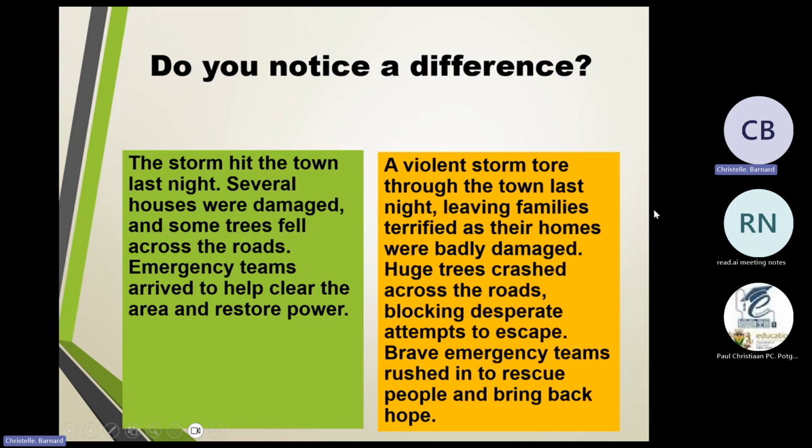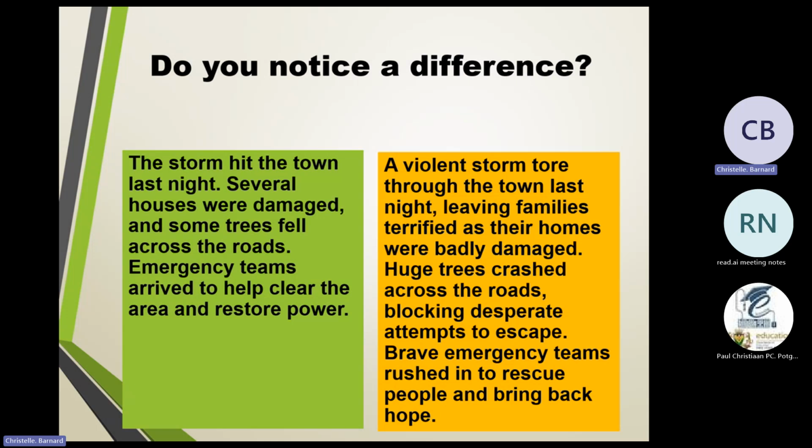Now, the second paragraph reads as follows. A violent storm tore through the town last night, leaving families terrified as their homes were badly damaged. Huge trees crashed across the roads, blocking desperate attempts to escape. Brave emergency teams rushed in to rescue people and bring back hope.